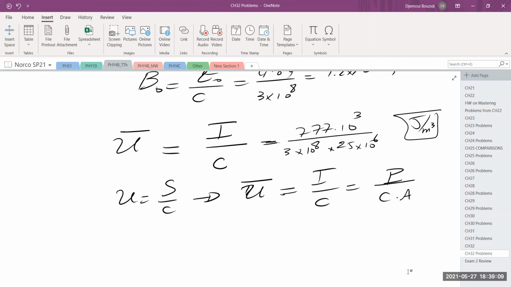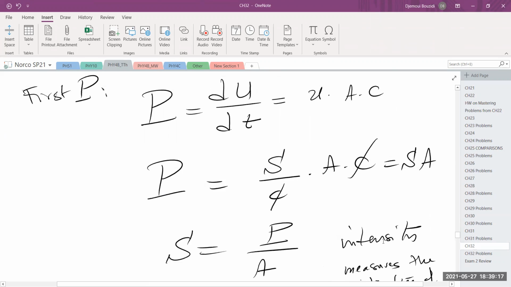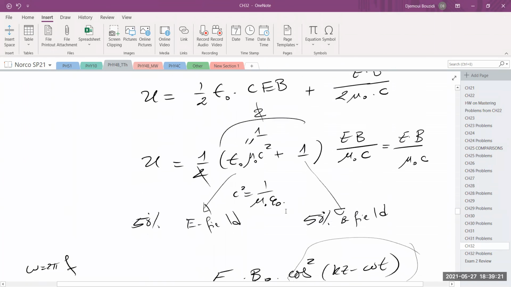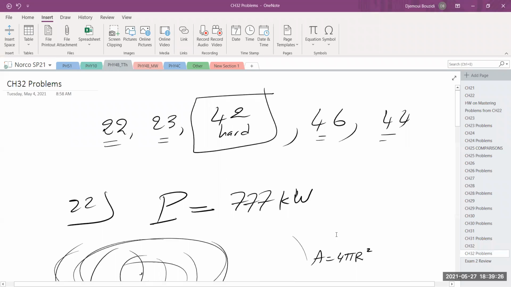D, for the energy density in part C, what percentage is due to the electric field and what percentage is due to the magnetic field? And the answer to that is actually in the lecture. It's 50-50, both of them contribute the same amount. Remember, the question is asking you how much is coming from the electric field and how much is coming from the magnetic field. Both of them contribute the same amount for the energy density.